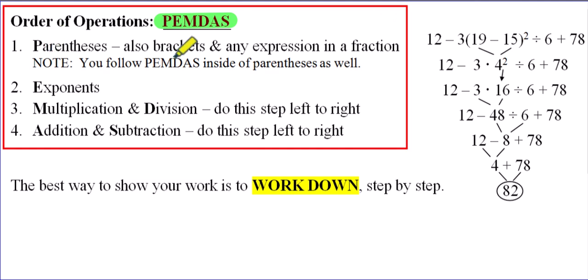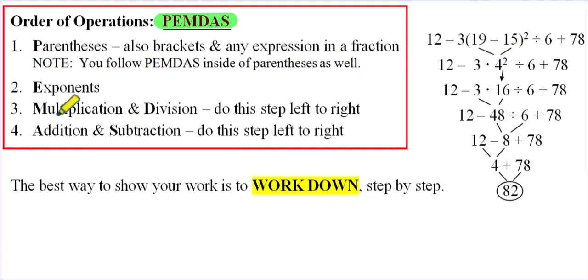P for parentheses also includes brackets, which are boxy looking parentheses. We'll get to that later on another day on page 2. It also includes any expression in a fraction. Again, we'll get to that a little bit later. E is for exponents. Those are those little numbers that you see at the top right-hand corner of things.